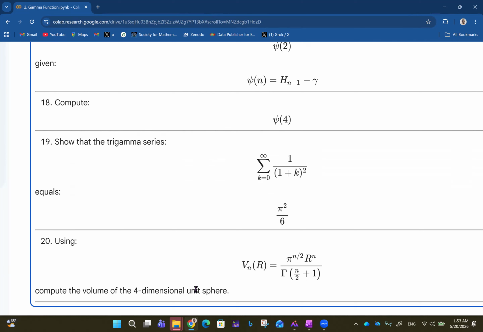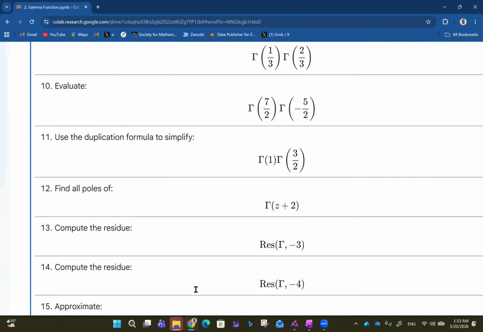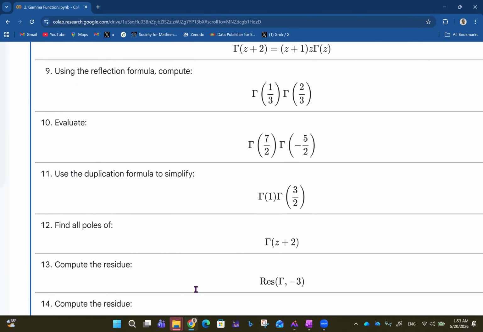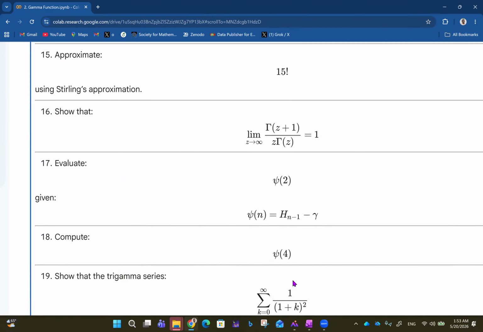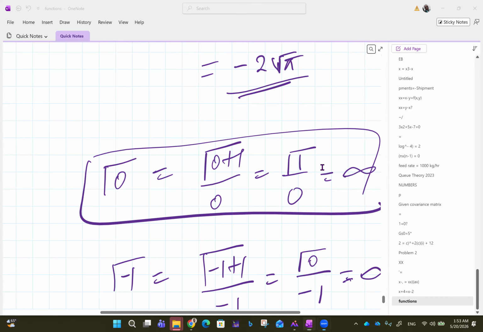So let's go to solve two problems here. I'm taking care of problems 9 and 15. Problem 9 is about using the reflection formula to compute gamma 1 over 3 and gamma 2 over 3, and problem 15 is to approximate 15 factorial using Stirling's approximation. So let's go for those and bring this home.